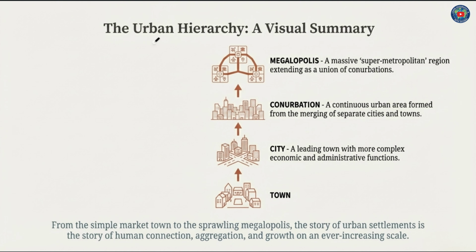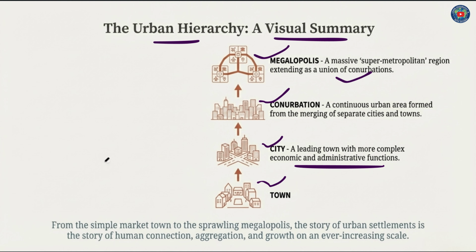Urban hierarchy, a visual summary. First of all, town, then city. City means a leading town with more complex economic and administrative functions. Then conurbation, a continuous urban area formed from the merging of separate cities and towns. Then megalopolis, a massive super metropolitan region extending as a union of conurbations. From the simple market town to the sprawling megalopolis, the story of urban settlements is the story of human connection, aggregation, and growth of an ever-increasing scale.